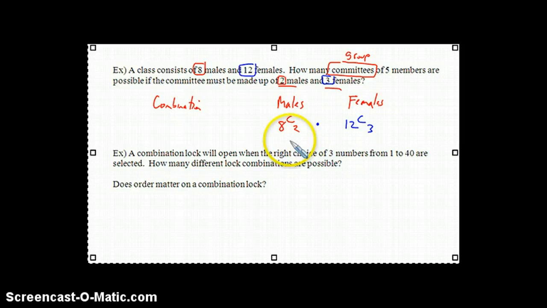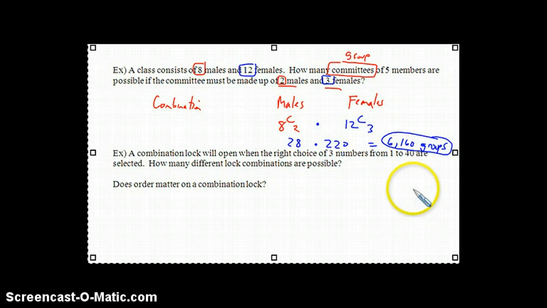8 C 2 ends up being 28. 12 C 3, again using the combination button in my calculator, is 220. And when I multiply those two numbers together, I get 6,160 different groups. So I knew I had to use combinations because it says the word group, and group does not mean order is important.